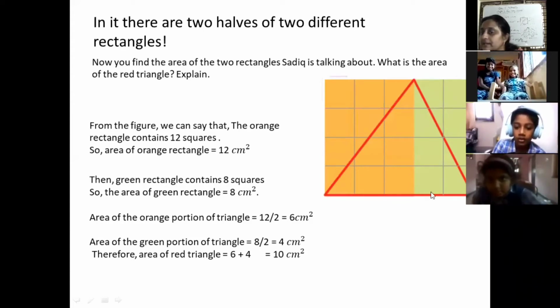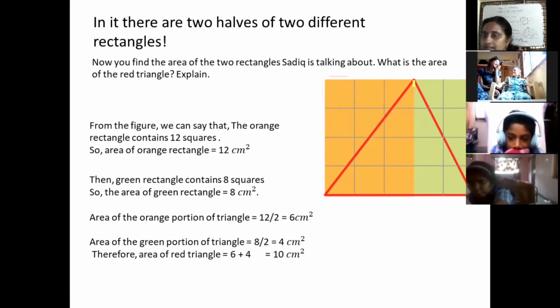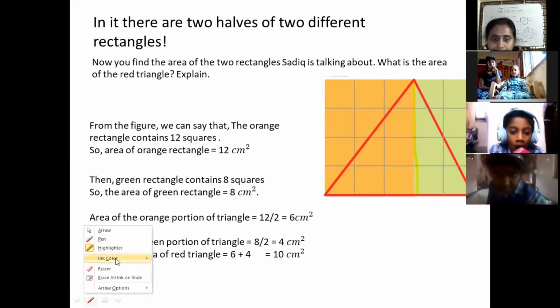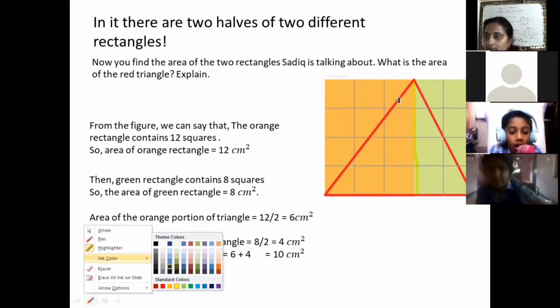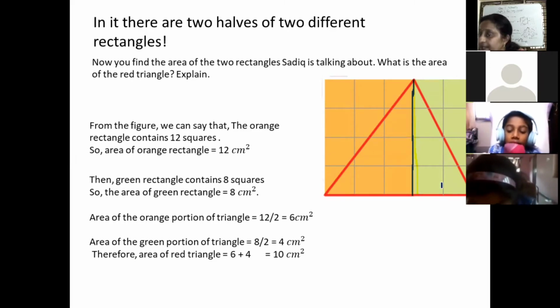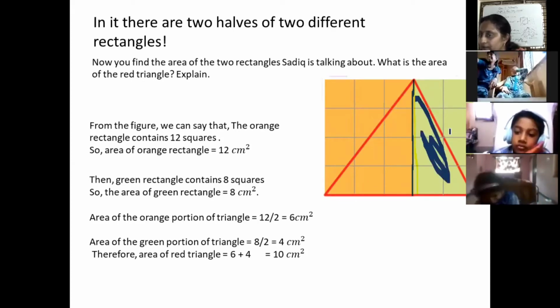Let us divide the triangle into two parts. See here. This is the triangle. We are making the triangle into two parts. Okay. So, this part is half of the orange rectangle. This part is half of the green rectangle, isn't it? Is it clear to all of you? Yes, teacher.